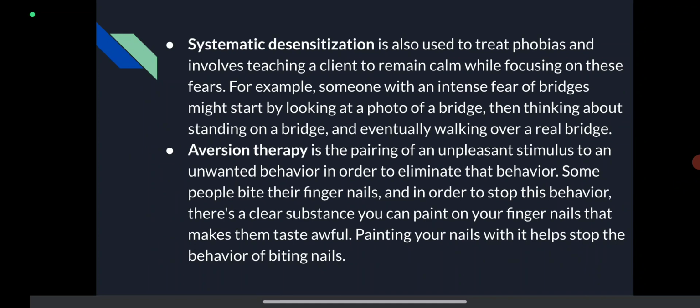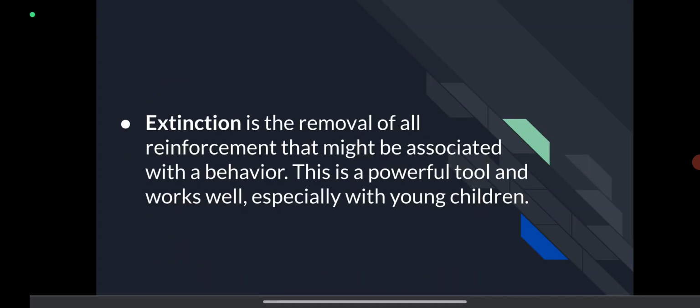Aversion therapy. It is the pairing of an unpleasant stimulus to an unwanted behavior in order to eliminate that behavior. Some people bite their fingernails, and in order to stop this behavior, there's a clear substance you can paint on your nails that makes them taste awful. Painting your nails with it helps stop the behavior of biting nails. Extinction. It is the removal of all reinforcements that might be associated with a behavior. This is a powerful tool and works well especially with young children.